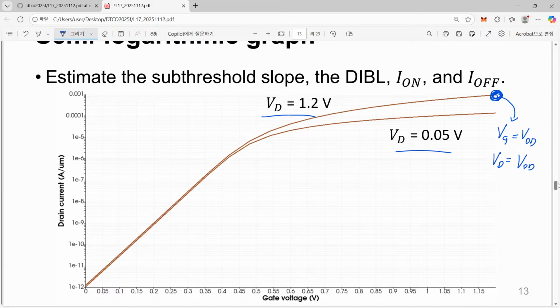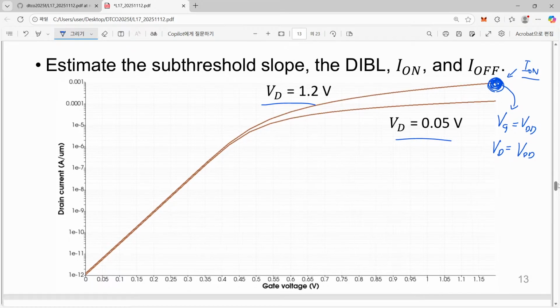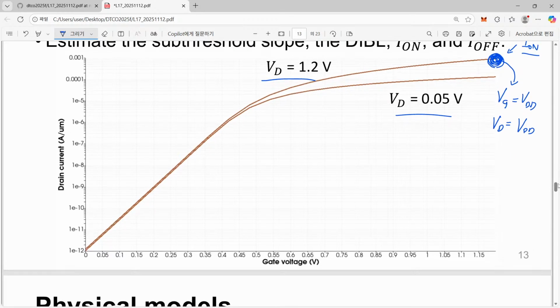So simply speaking, this point just gives you the on current of your transistor. The on current is the one to be maximized for higher performance. So this one clearly gives you Ion. And another point you have to be careful about is this one. Here you have VG equal to 0 volt, so you are trying to shut down your transistor, but with drain voltage equal to VDD.